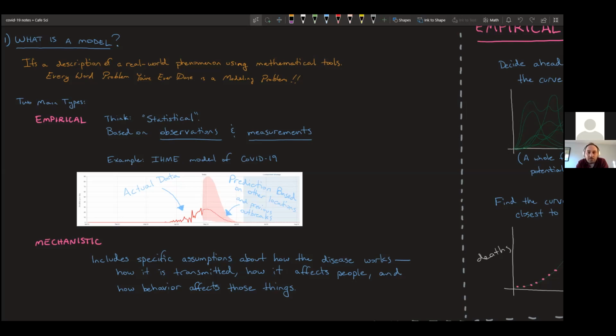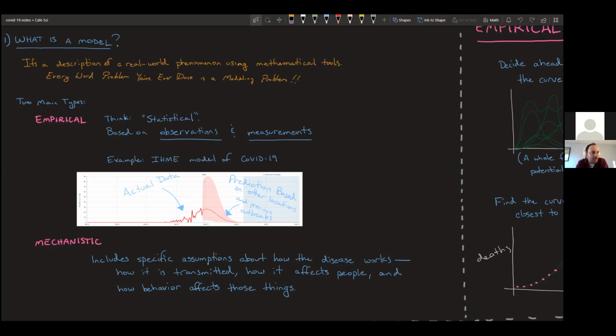In contrast to an empirical kind of model is what you would call a mechanistic model. What a mechanistic model does is it actually digs into how the phenomenon in question actually works, right? The mechanisms of action. So for a disease, we're talking about the ways that it's transmitted, the way that it acts on the body potentially, or at least the disease course in the case of a population level model.